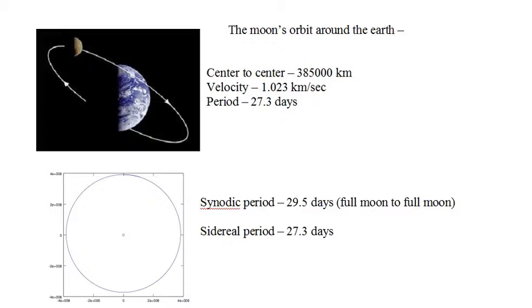We can compute the orbit of the Moon around the Earth using the initial conditions shown. Just as we had the solar day and the sidereal day, we have the synodic period of the Moon, which is the time from full moon to full moon, and the sidereal period of the Moon, that is the time it takes the Moon to circle the Earth as viewed from inertial space, and that is 27.3 days.